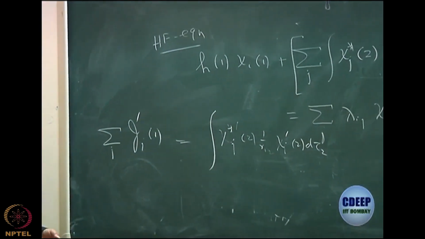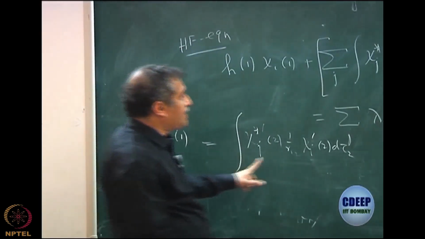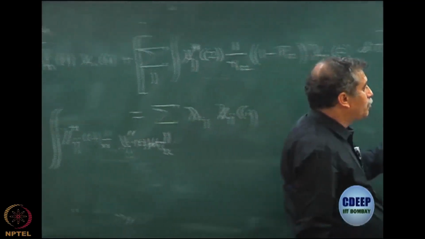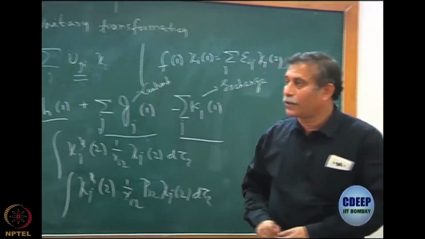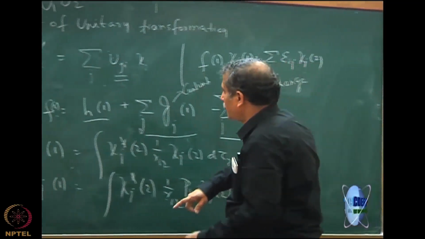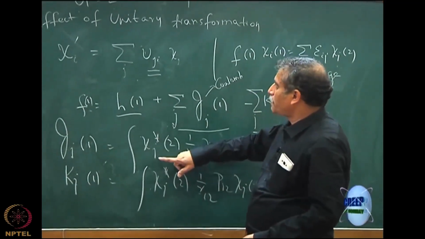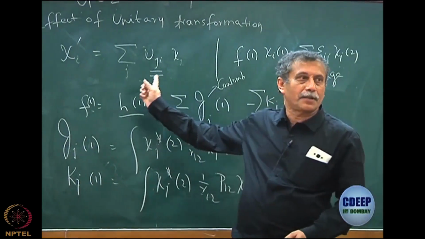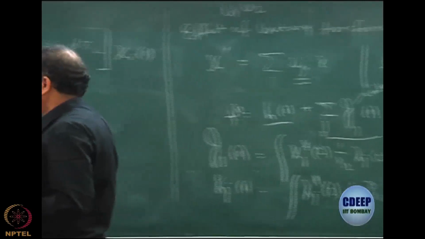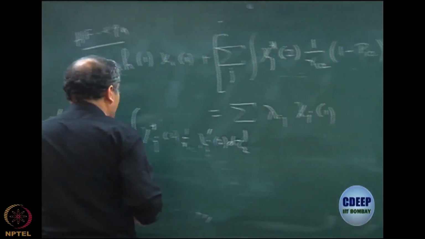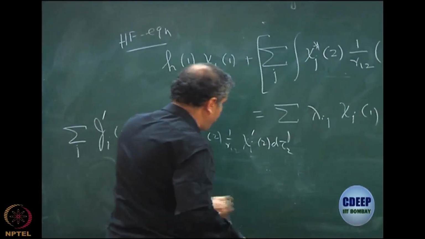Right? So everything I am just writing in terms of the new spin orbitals. That's all. There is no difference. Then what will I do? I will apply the fact that the new spin orbitals are a unitary transformation of the old spin orbitals. Right? So exactly in the same manner, I have to write chi j star prime 2.